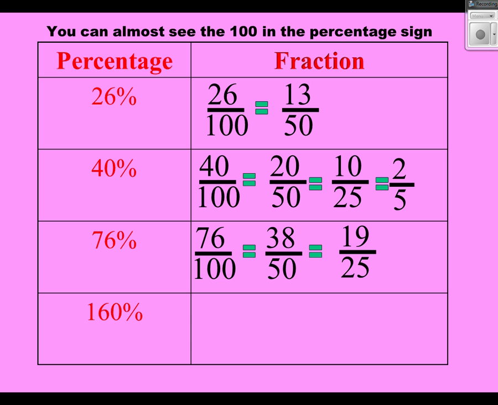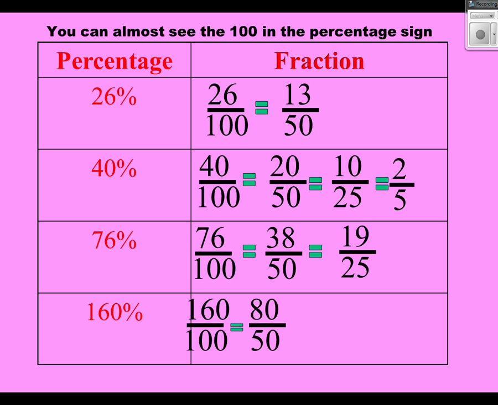160% is an example of a percent that's over 100. Don't get too scared with that, but if it's over 100%, you're going to get a mixed number or a whole number. If it's 300%, you might get 3. If it's 500%, you'll get 5. But if it's 160%, that's going to be a mixed number. Do the same thing you've always done: put it over 100 and just reduce it.